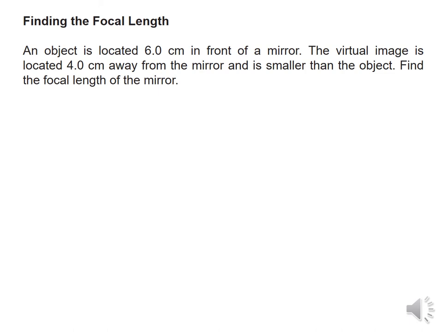So we are looking for the focal length in this problem. Find the focal length of the mirror. So what are you given? We have 6 centimeters in front of the mirror, so that is the distance of the object, and then the virtual image is located 4 centimeters away from the mirror and is smaller than the object.